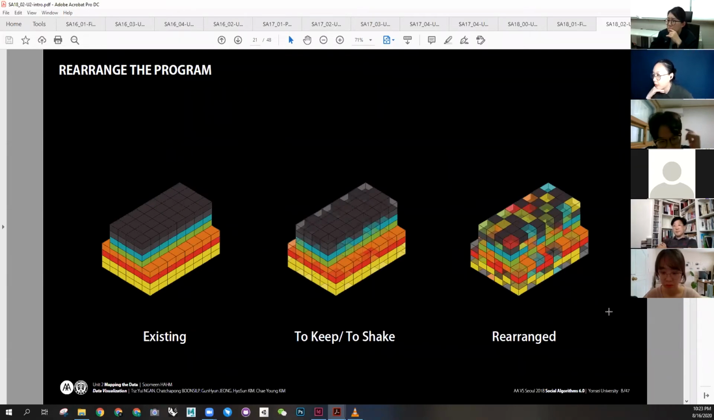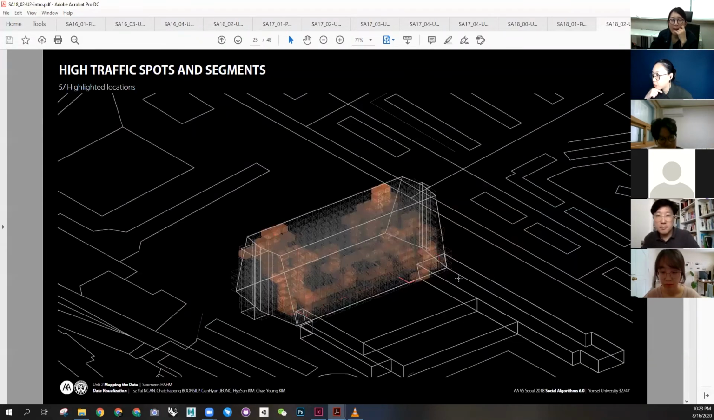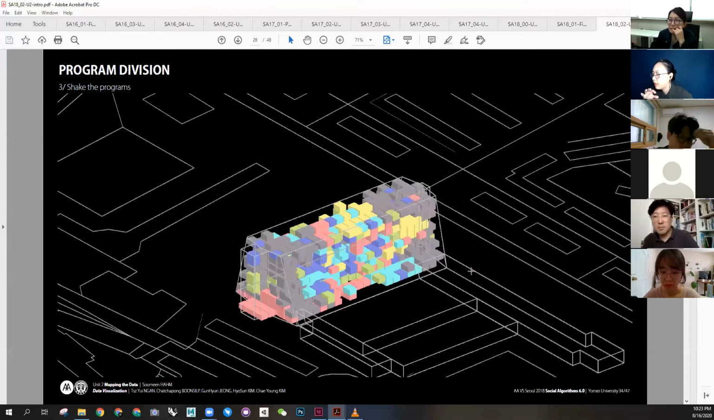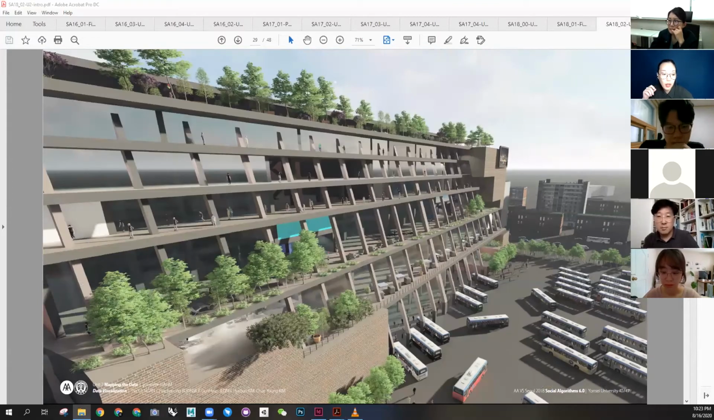So this was their diagrammatic proposal, and then they also tried to map out the most socially liked shops within this building, and also routed out their route. So these are probably the most well-activated routes, and then for all the others they tried to shuffle the programs. So this was their proposal.